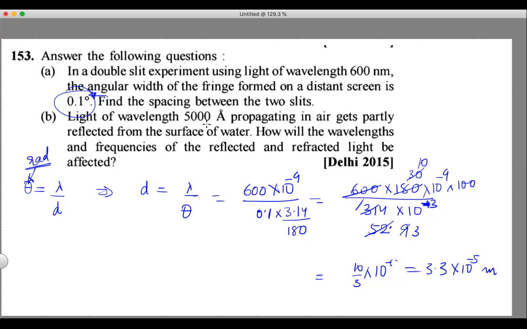Light of wavelength 5000 Angstrom propagating in air gets partly reflected from the surface of water. How will the wavelengths and frequencies of the reflected and refracted light be affected? This is an easy question. How would we do this?